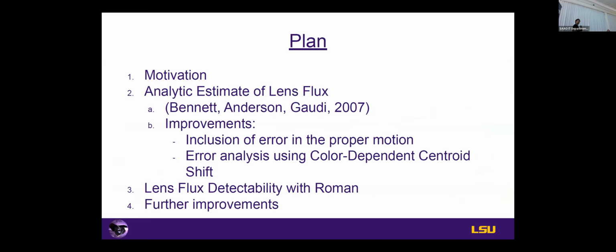Yeah, so this is my quick plan. I'll be talking about a very quick motivation about why we want lens flux measurement, and a quick review of the analytic estimate of the lens flux, which the Bennett Anderson Gaudi 2007 paper gives us, and then potential improvements that we try to make over those relations, including the proper motion and the error analysis using the color dependent centroid shift. And we'll see what the detectability of the lens flux will be with the Roman and some further improvements.